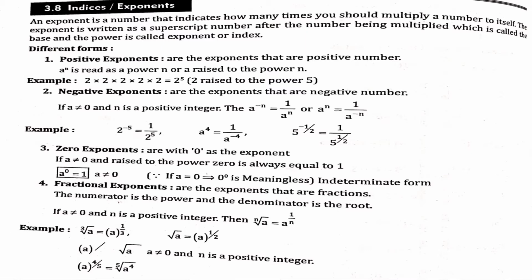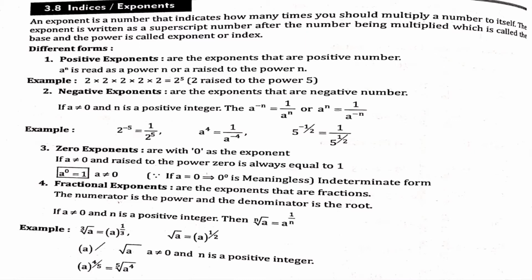So coming to what are indices or exponents. An exponent is a number that indicates how many times you should multiply a number by itself. Here you have different forms of exponents where you can understand the concept very easily.